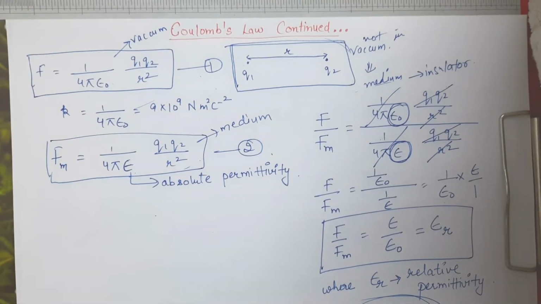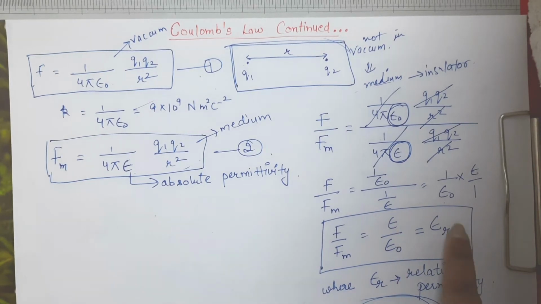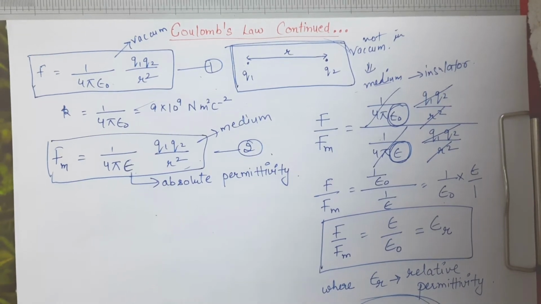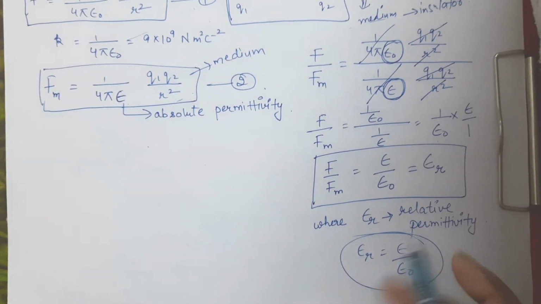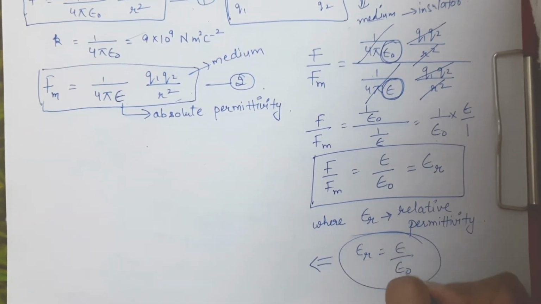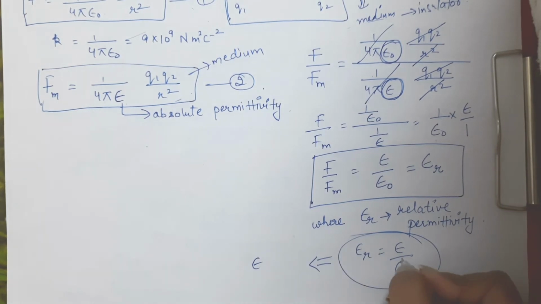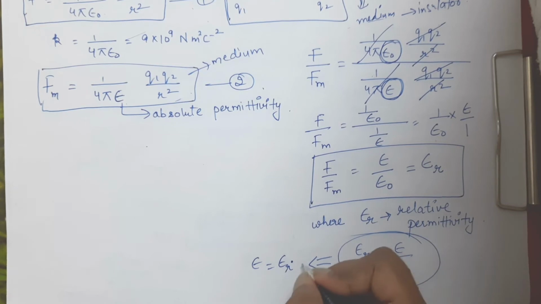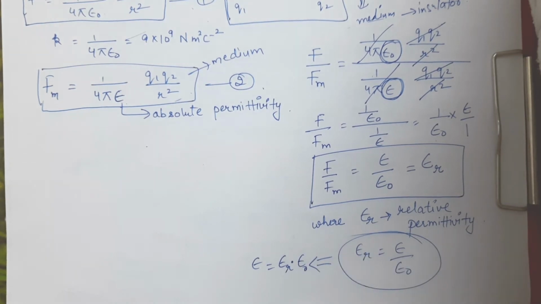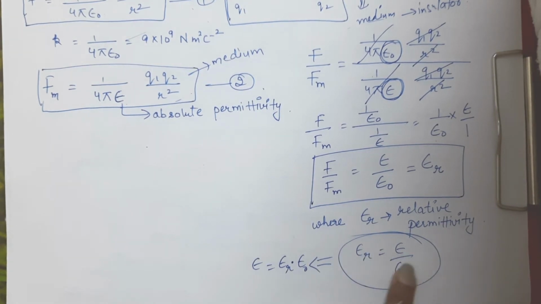Also, epsilon r will also be equal to F upon Fm, that is already understood, right? So now from here I am taking out the value of epsilon. What will be the value of epsilon? That will be epsilon r into epsilon naught. From here I have taken this epsilon naught across, so I have got epsilon equals epsilon r into epsilon naught.